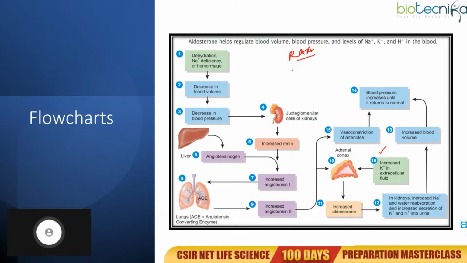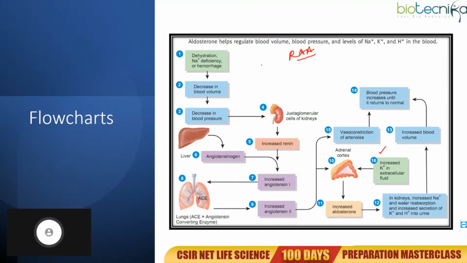So remember, whenever you are studying, follow the flow charts. You will get these flow charts in the various textbooks. You can even prepare these flow charts yourself, and I will also share some, like Biotechnica has certain Conceptica.